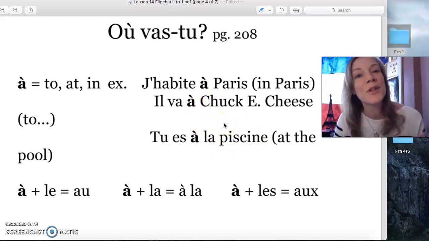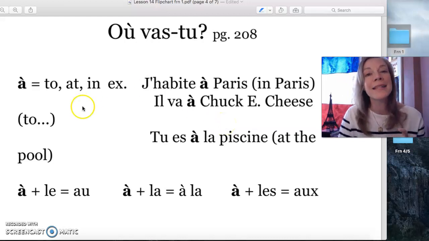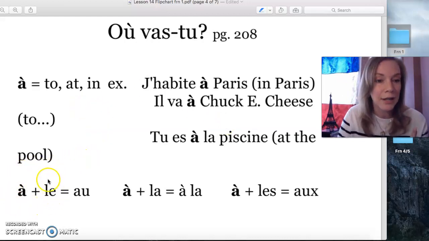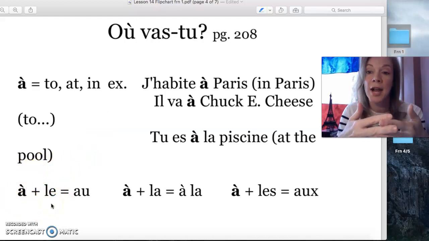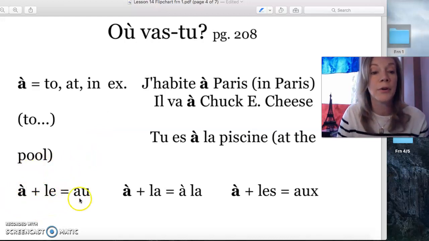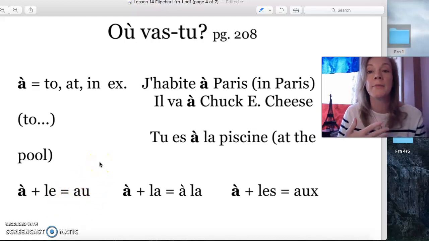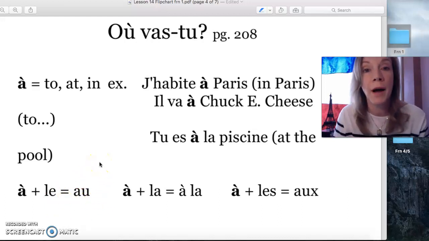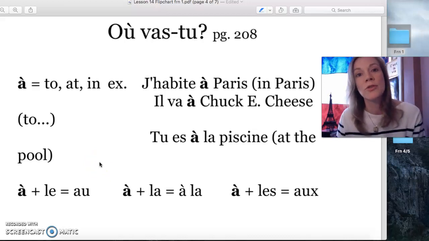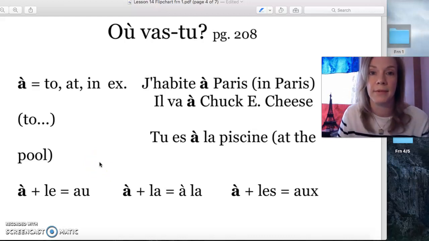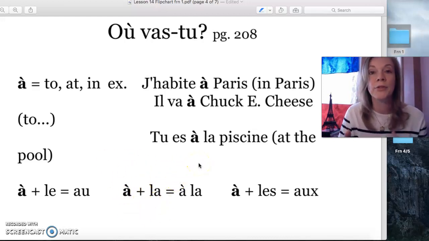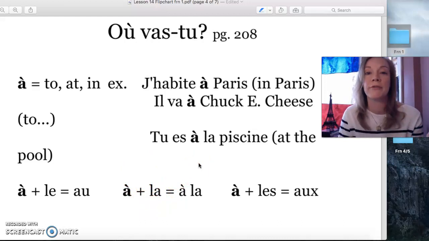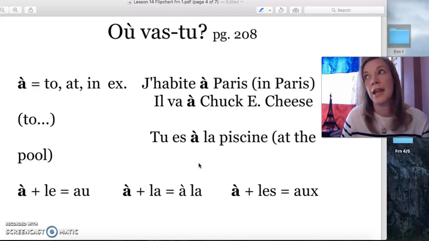However, if the place you're talking about is masculine, you do not say à le. Look down here. Instead of saying à le, you combine those. It's a contraction. And you form one word, the word au. So you would say, I'm going to the park. Je vais au parc. I'm going to the movies. Je vais au cinéma, etc. À la is for all of your feminine places. If you're going to a feminine place, you're going to say je vais à la piscine, je vais à l'église, je vais à l'école.